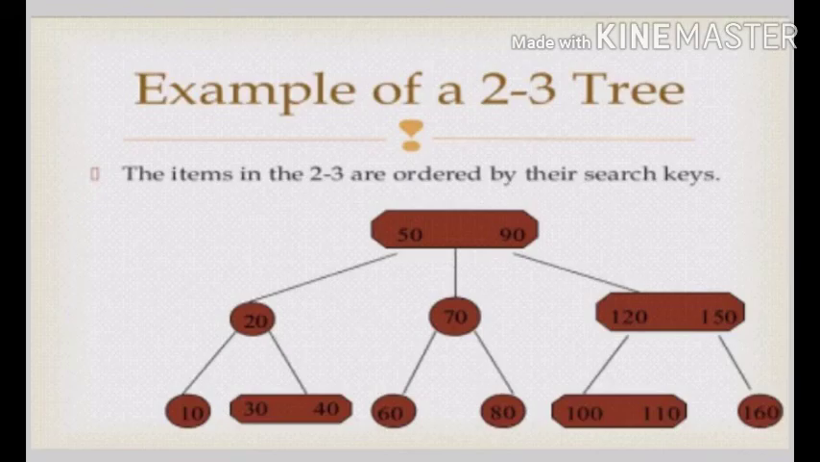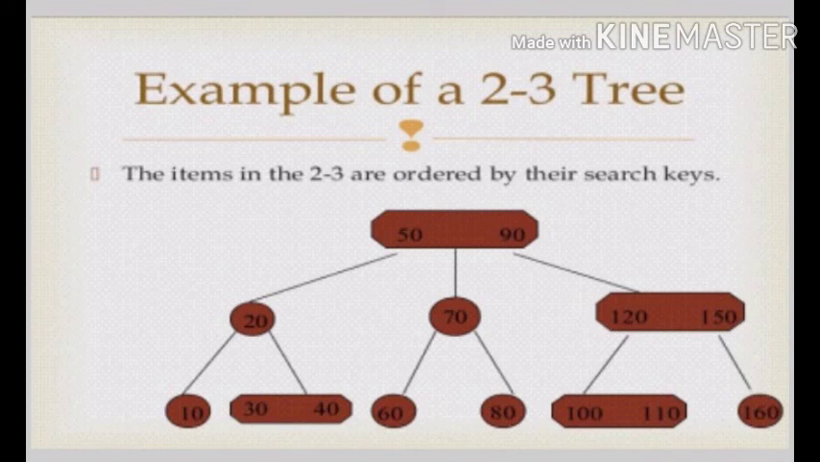Next example of a 2-3 tree. The items in a 2-3 tree are ordered by their search key. Example: 50 90. It has a left child, middle child and right child. The left child is 20, the middle child is 70, and the right child is 120 150.